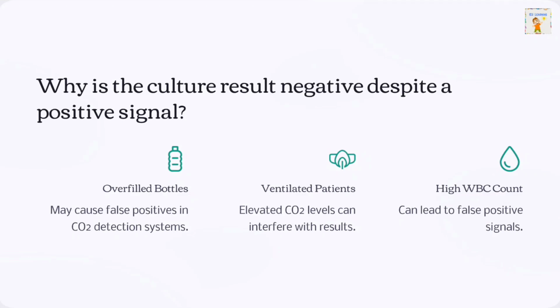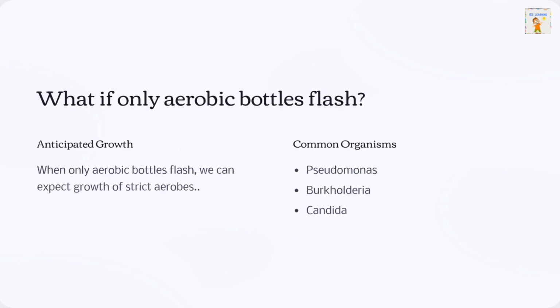This can happen if too much blood is filled in the bottle, leading to a false CO2 alarm and false positive signal. It could happen in ventilated patients who have elevated PCO2 or patients with a very high WBC count. For example, hematology patients can also have high CO2 that is falsely flagged as positive, but subsequently you don't get any growth.